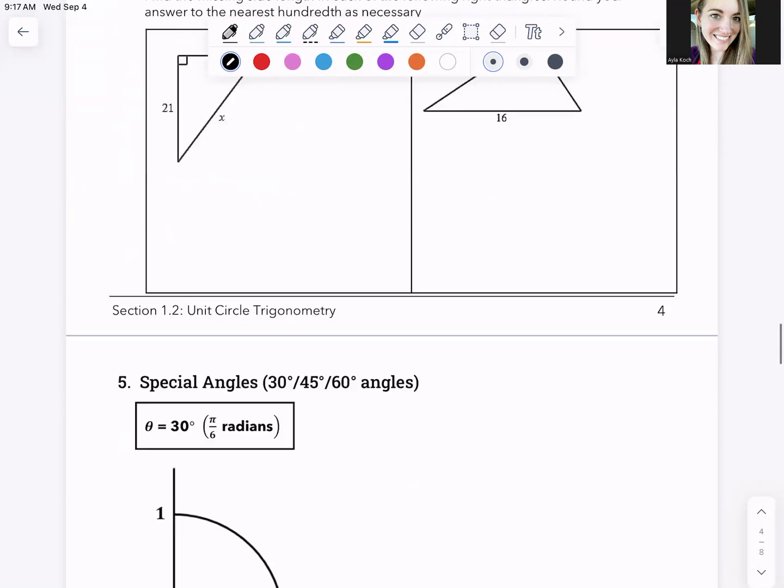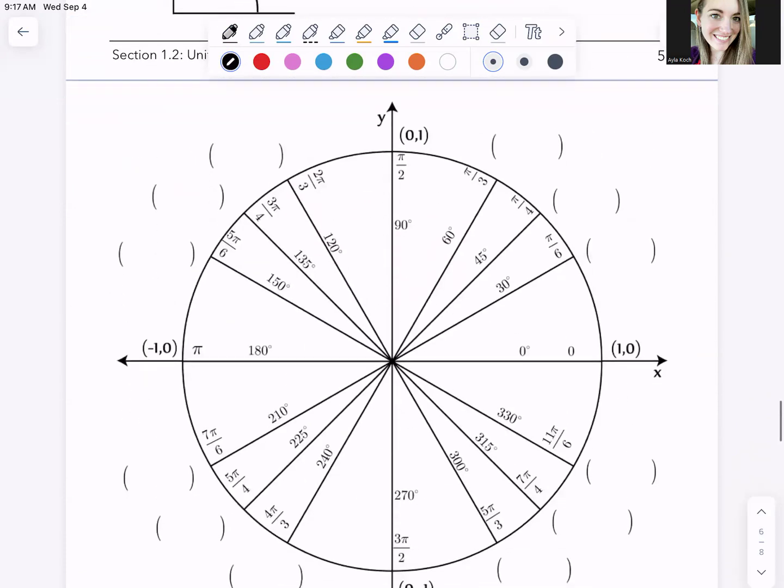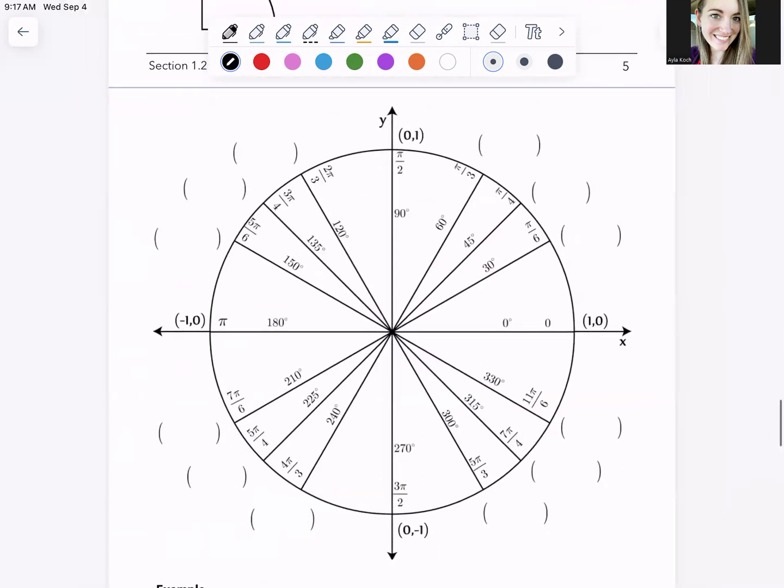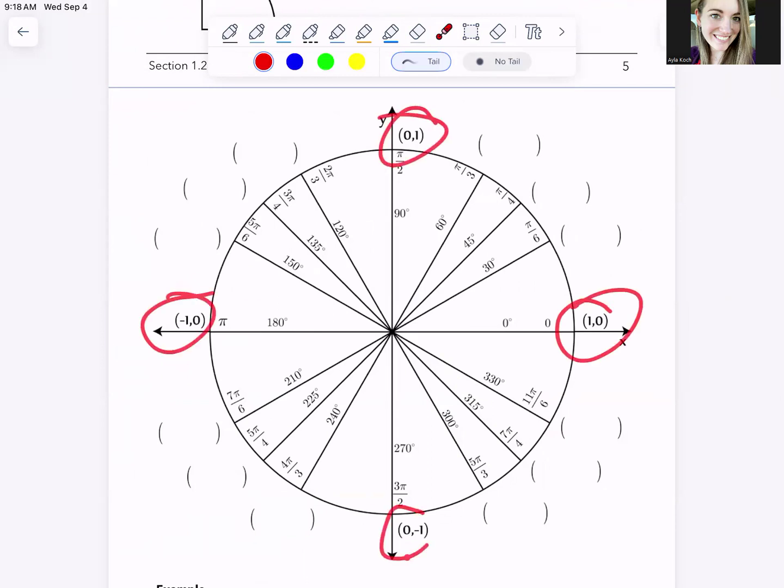I want to quickly scroll. I guess it's already filled in on this circle over here, but I want to point out, we'll be filling out this circle as we go. I want to point out that they are labeled here and that we can find the cosine and sine values just looking at the coordinate points themselves.